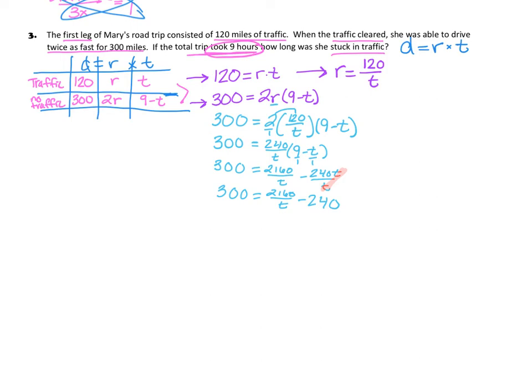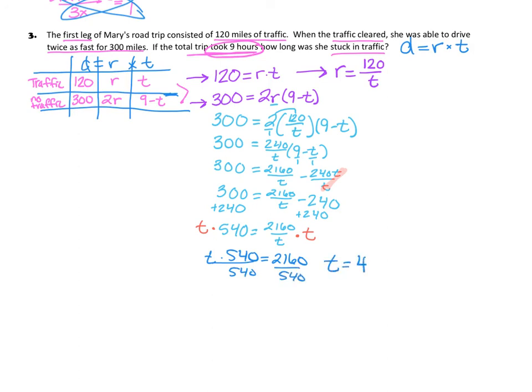Now I need to solve this, and I've got t in the denominator. So first I'm going to get that term with t alone. So I'm going to add the 240. And so I'm going to have 540 equals 2,160 over t. Now to get t alone, I need to multiply both sides by t. And then I'm going to divide by 540. And so t will equal 4. And in this case, my units are hours.